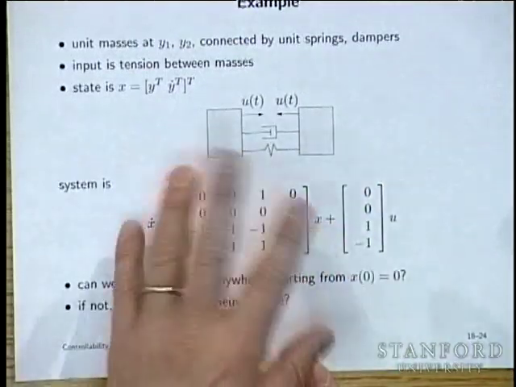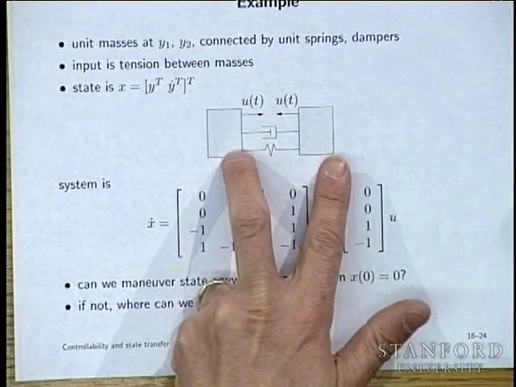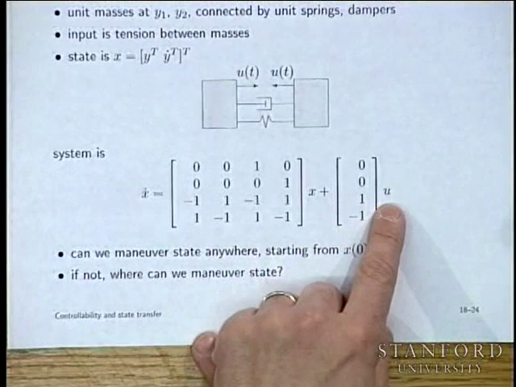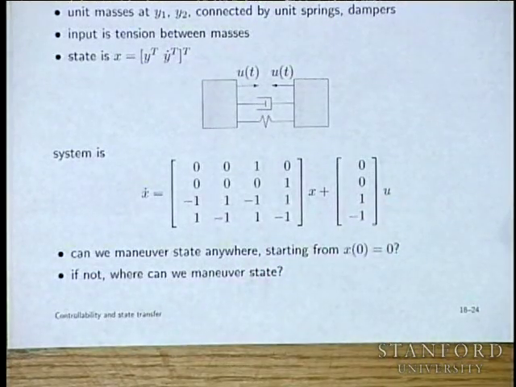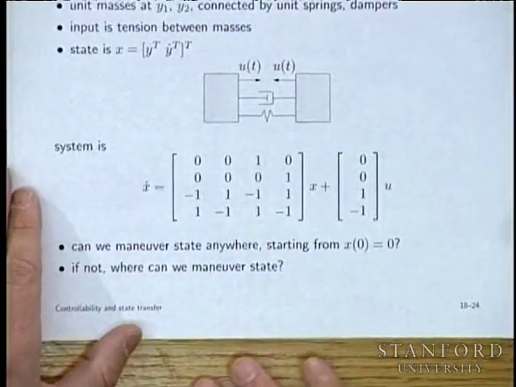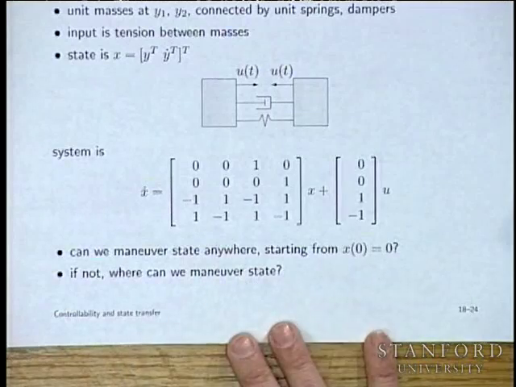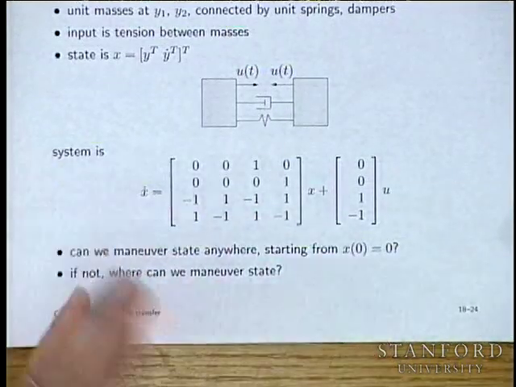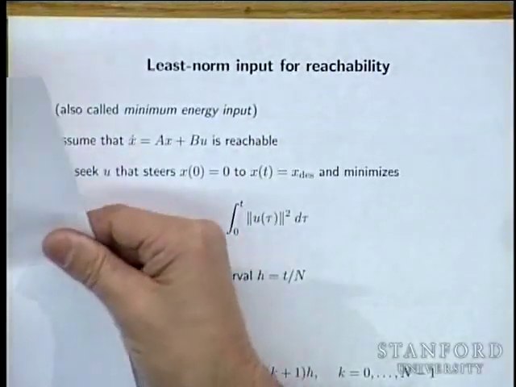It's x dot equals Ax, and the states are the two positions and the two velocities of the masses, and here it is. The 1, minus 1 means, of course, we apply U. The force U is whenever we apply 1 Newton to one, we apply negative 1 Newton to the other. And the question is, can you maneuver the state anywhere starting from x equals 0? Is the system reachable? If not, where can you get it? Well, you can kind of figure out what it is, but just to do some of the calculations, we can actually work out what it is.